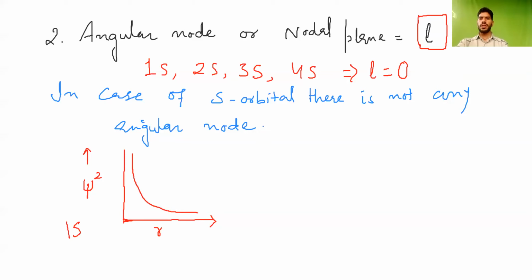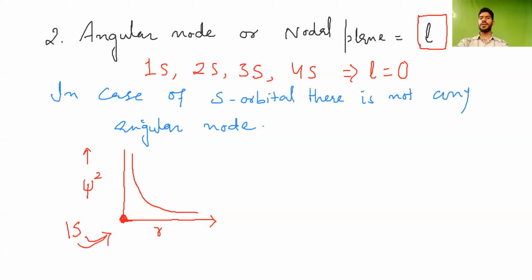So that means with the distance, what happens? Let's say this is here the nucleus. So near the nucleus, electron density is very high. Then when we move away from the nucleus, the electron density decreases. This is the graph for 1s.